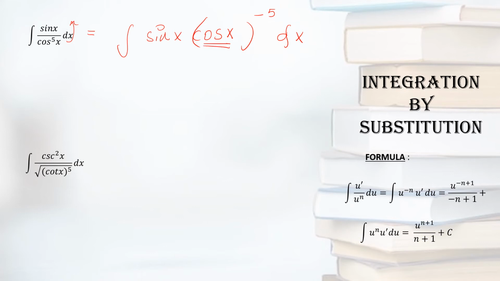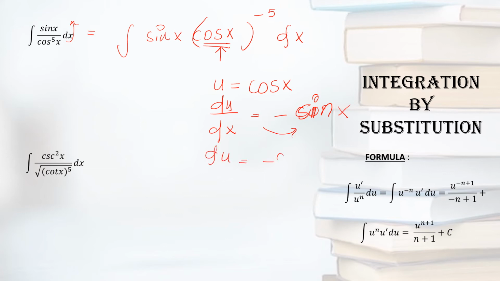So here you can see that cos x has a power. You will consider it as a complex function, and here the cos x, which is written inside the bracket, is your inner function. So name it as u. After that we take the derivative with respect to x, which will give you negative sine x. Bring the dx on the other side, so you will get du equals negative sine x dx.